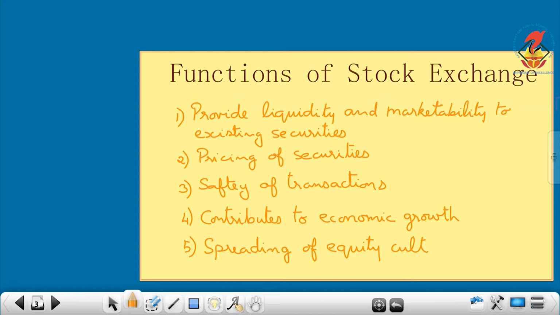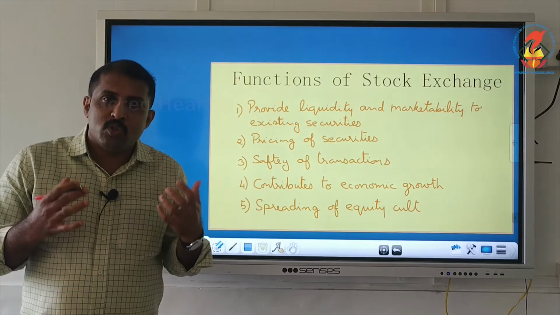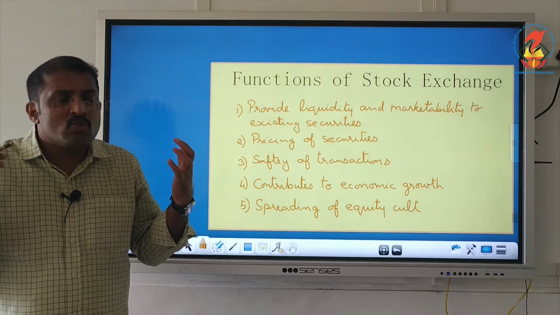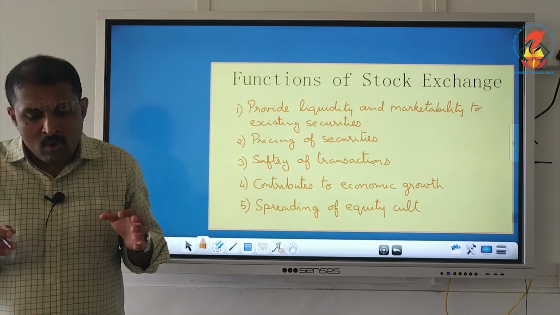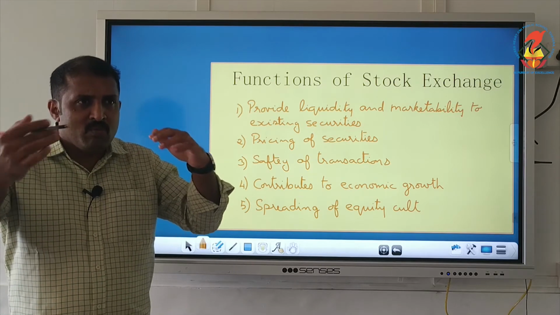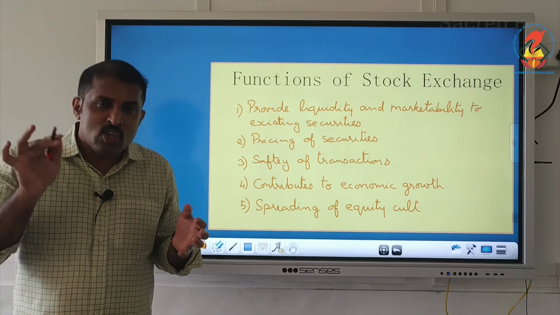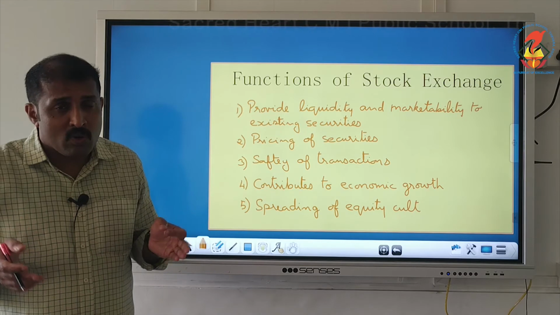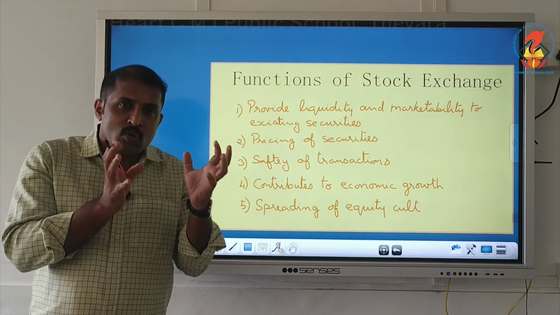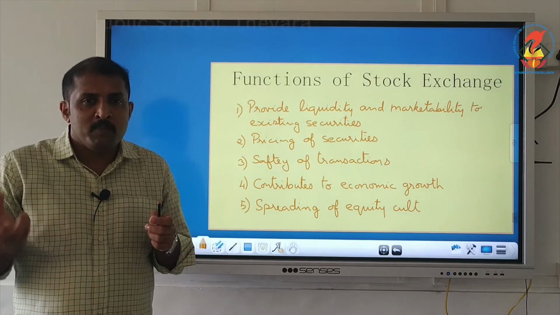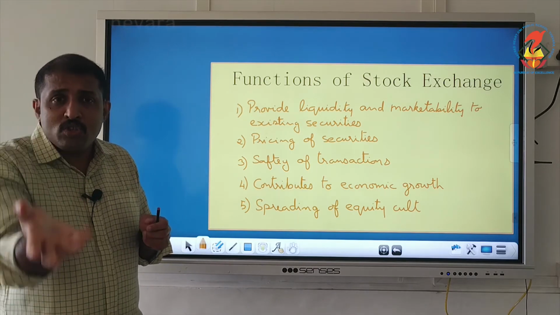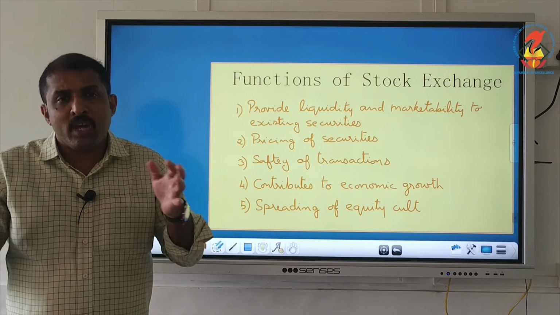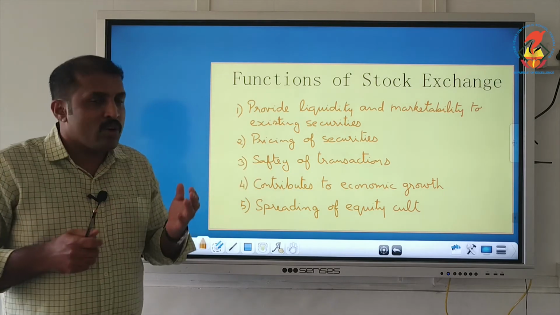Next function is that it contributes to economic growth. When there is purchase and sale, there is investment, disinvestment, and reinvestment happening in stock exchange. It is made sure that all the savings, the money being invested through shares or any securities, is channelized to the most productive avenues and opportunities, or used for the best purpose in the business. Through investment and disinvestment, the savings collected from the general public are used for the most productive purpose, which in turn will fetch more and more return, possibly helping the economy to grow as well as the investors to benefit. So in that way it contributes to economic growth.